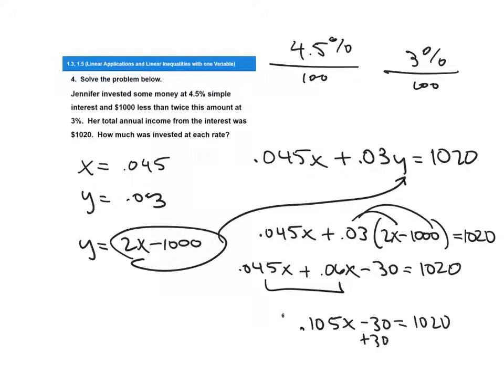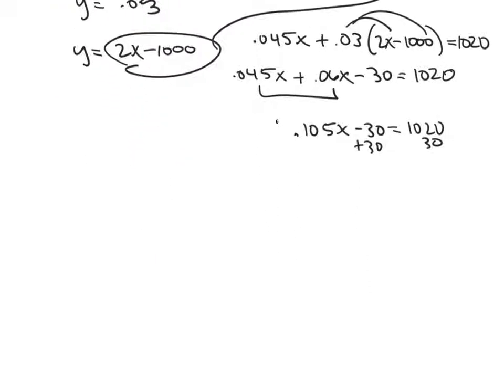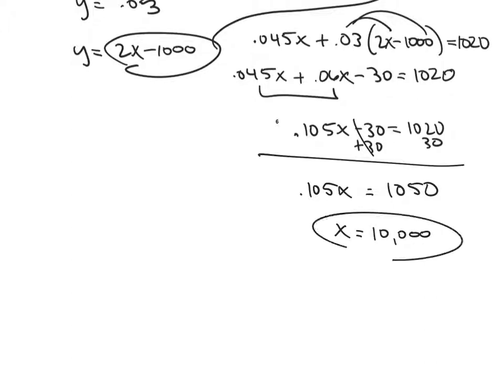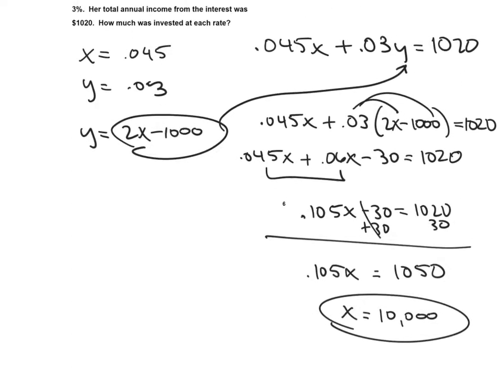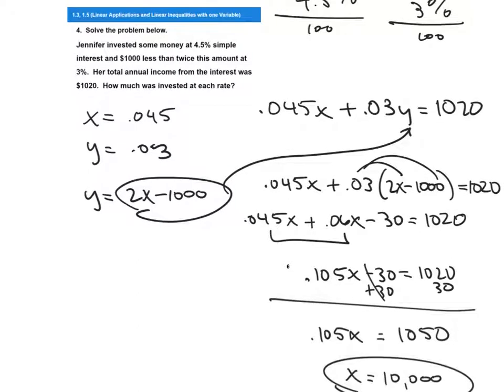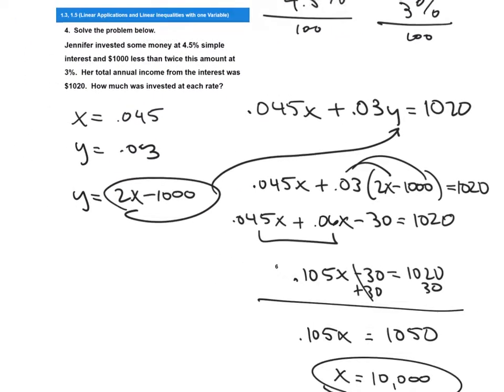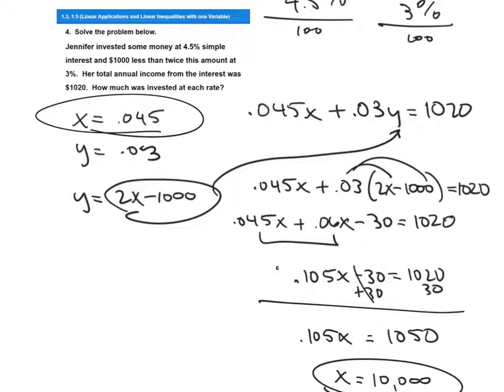So then we're going to add 30. So that'll be 1,050. And so when we take 1,050 and divide it by 105 thousandths, we're going to get X is 10,000. What does that mean? Well, that means that was how much was invested at the 4.5%.